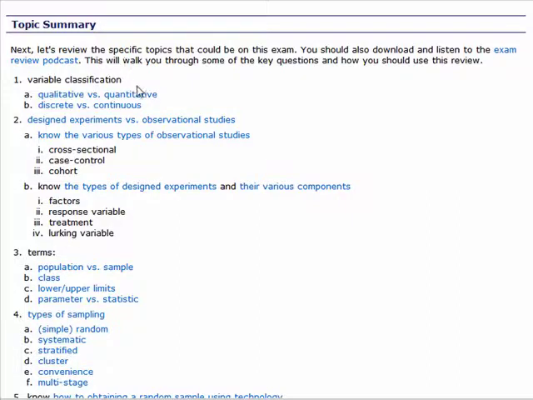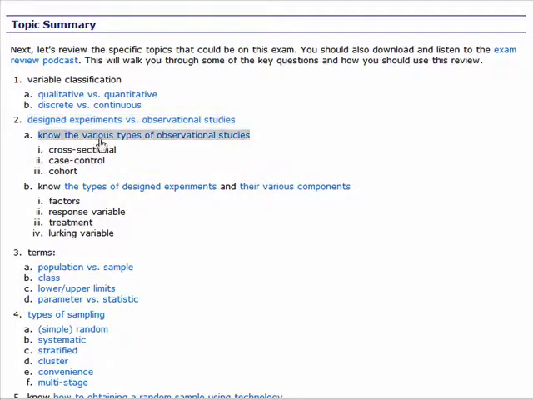First of all, you might be asked some questions about what type of variable, how to classify a particular type of variable. And there are two main classifications: is it qualitative or quantitative, and is it discrete or continuous? You'll notice that these are links, and they link back to the online lessons for those particular sections. Second, it's important that you understand the difference between a designed experiment and an observational study, and most importantly, the consequences of that difference. By that I mean, if it's an observational study, you cannot claim that one thing causes another, but if it's a designed experiment, you can.